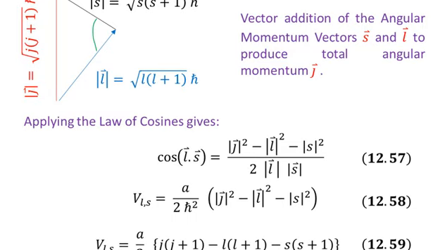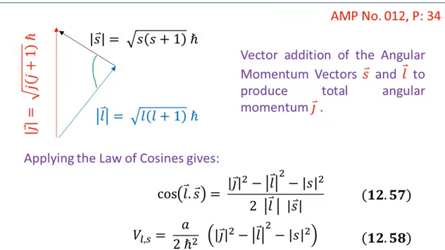And I am going to apply the law of cosines to this figure, as shown in equation number 57. So the cos of L dot S, where I have shown the angle here, is equal to the square of the magnitude of J mod minus L mod square minus S mod square, divided by 2 into L mod into S mod.